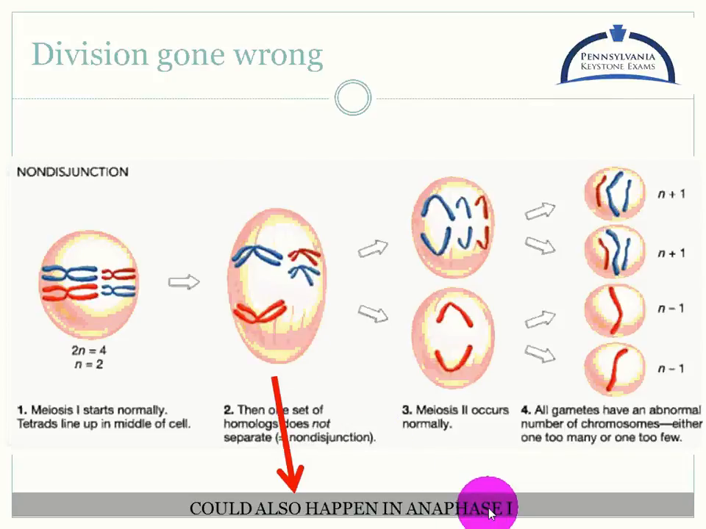This could also happen in anaphase 1, or the idea of separation here, where you're pulling not the correct even amount. So all of these cells have a problem as a result.